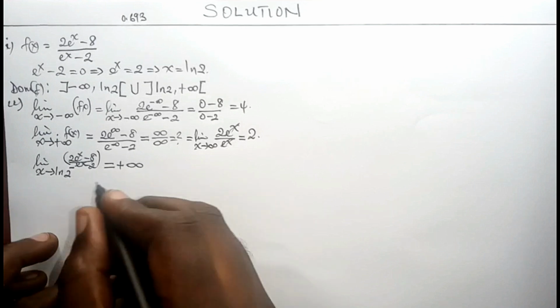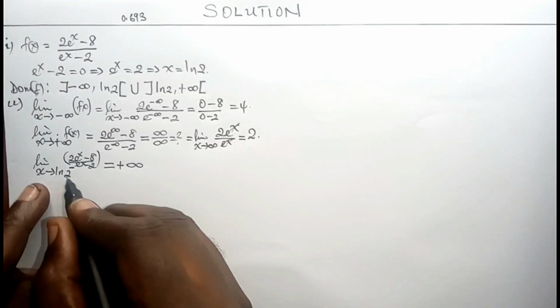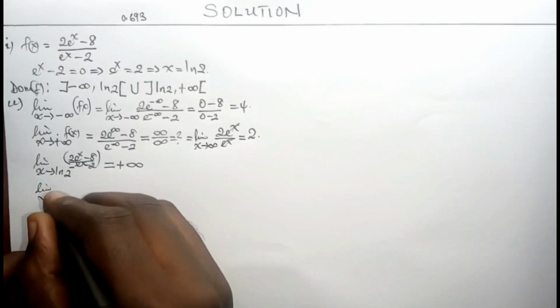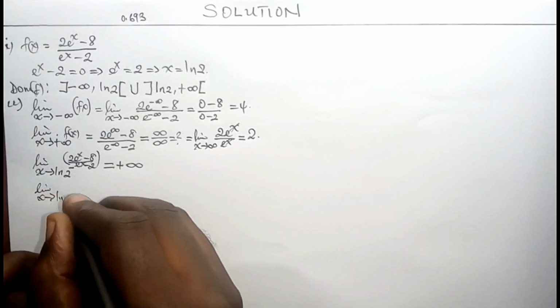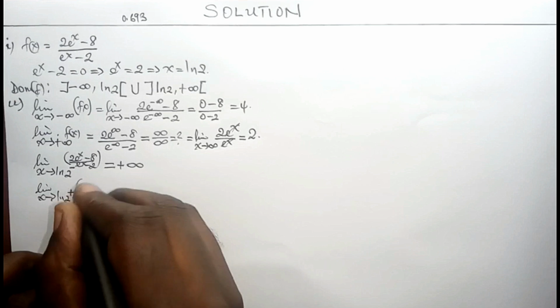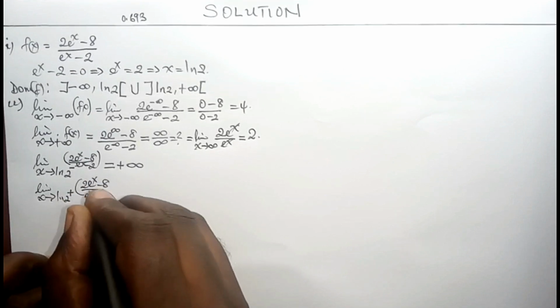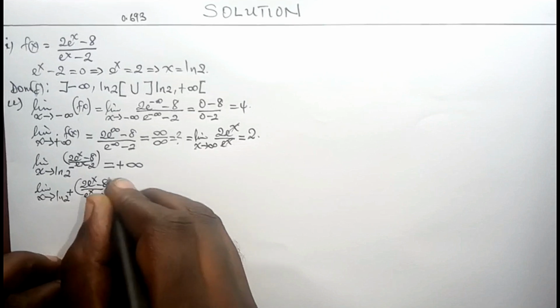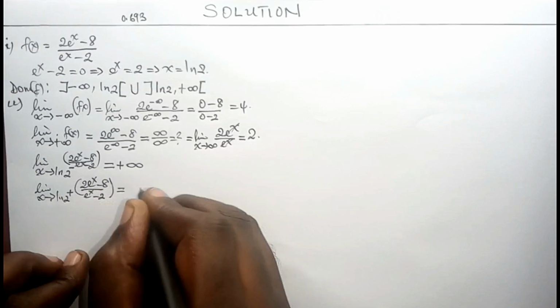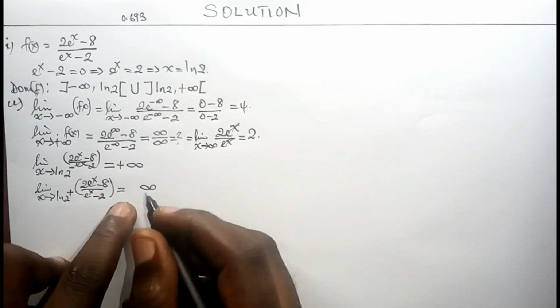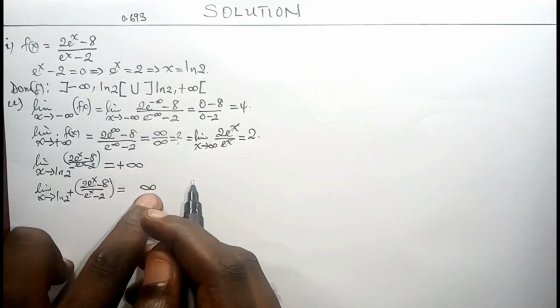So that is the limit as x tends to ln 2 from below. Then the other limit as x tends to ln 2 from above of (2e^x − 8)/(e^x − 2). Again, we know that the answer is infinity, but we are not yet sure of what the sign would be.